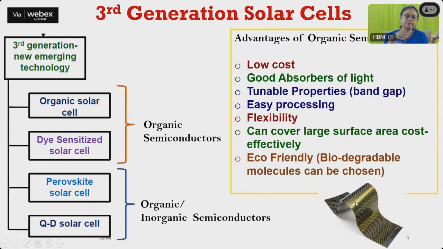Flexibility is there, so flexible solar panels can be made, which can be put into any device, like you can put it on your car or any other places, and convert the energy. They can cover large surface areas cost effectively because they are low cost. Then these organic semiconductors are generally biodegradable molecules and therefore eco-friendly.